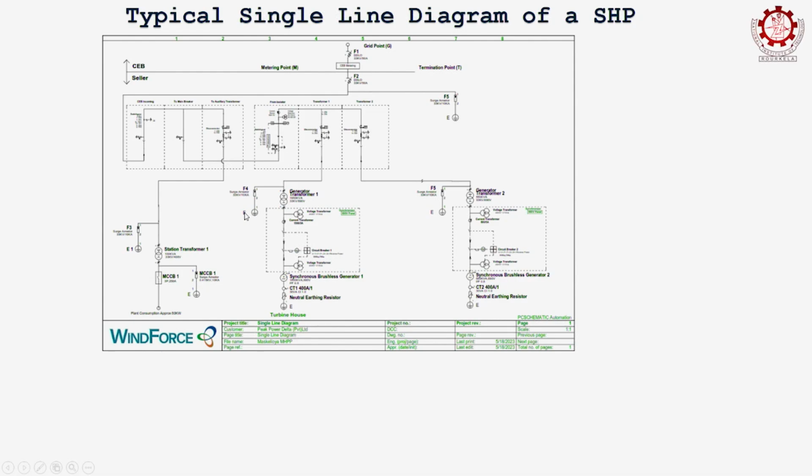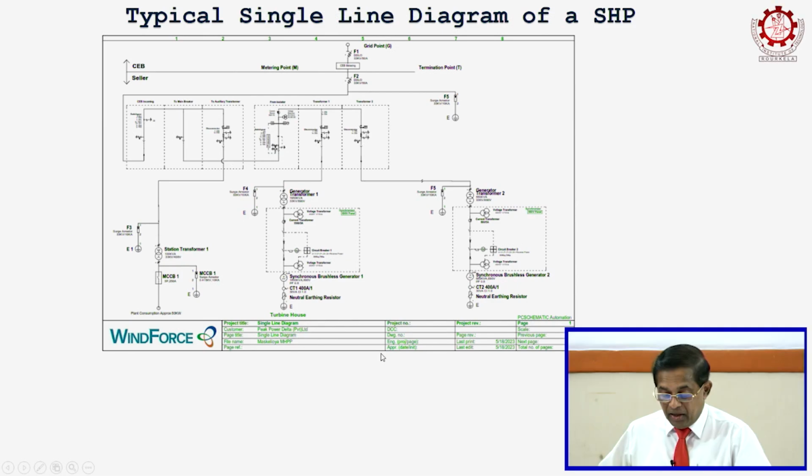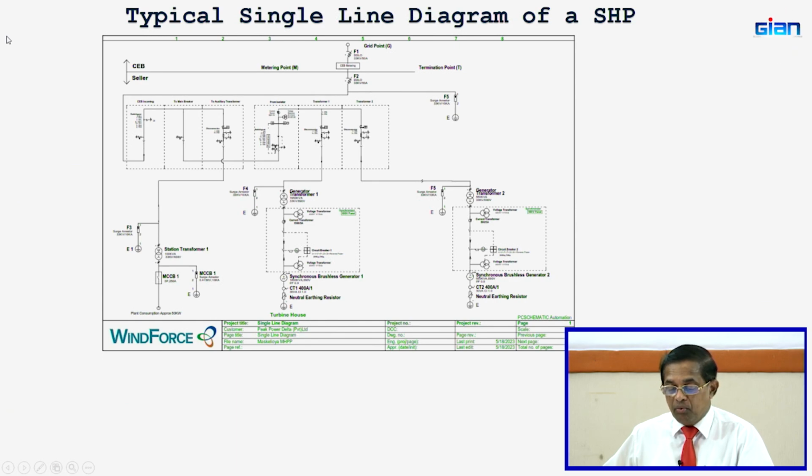There are two machines, machine number 1 and machine number 2, and we can see the generator here: synchronous brushless generator 1, generator 2, then synchronous breakers, the generator transformers and so on. It has various protection schemes and measurements, and you can see the neutral earthing, CT measurements and also a neutral earthing resistor. Who governs all these things, and how can an engineer decide what protection schemes to use and how the scheme should be implemented? That is the subject we are going to discuss today.